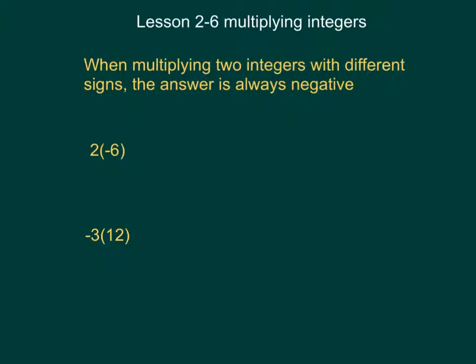Lesson 2-6, multiplying integers. When multiplying two integers with different signs, the answer is always negative. So we have two examples here of 2 times -6. So you multiply the numbers like normal, so we get 12. And the answer is always negative if they have different signs. The 2 is positive, the 6 is negative, so our answer is negative.